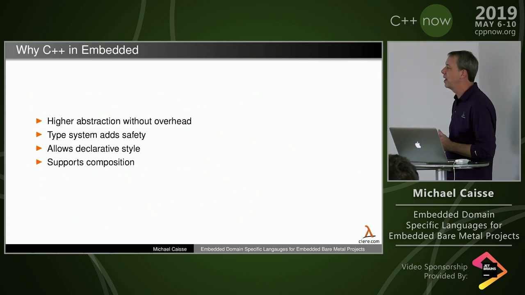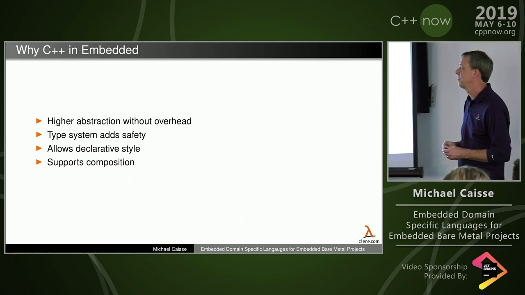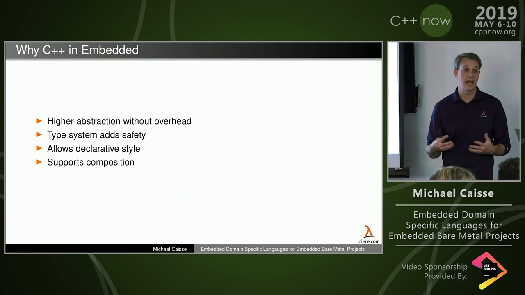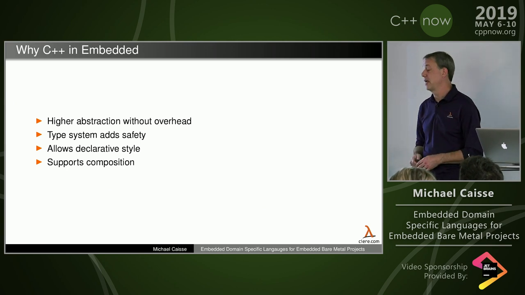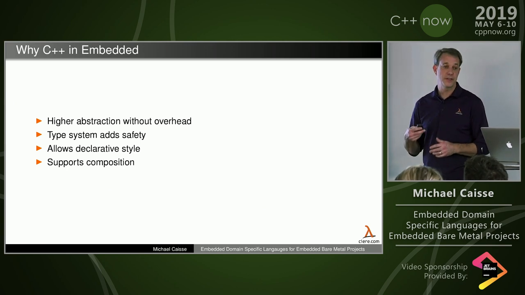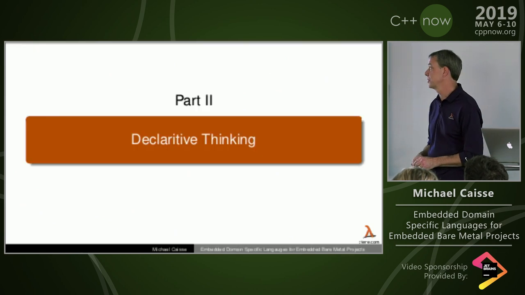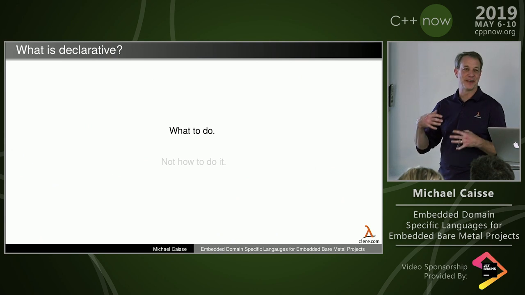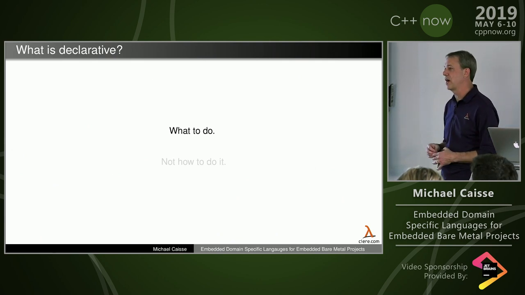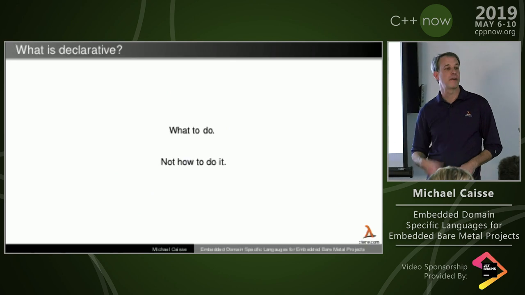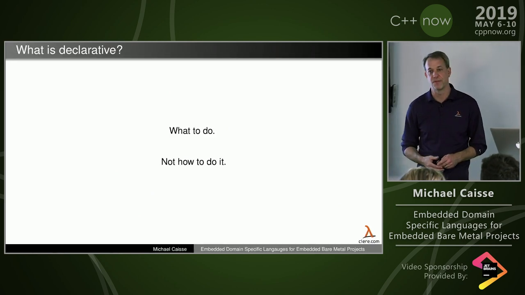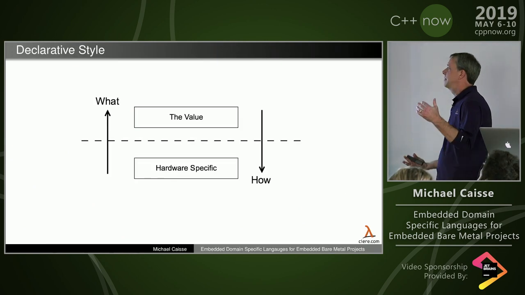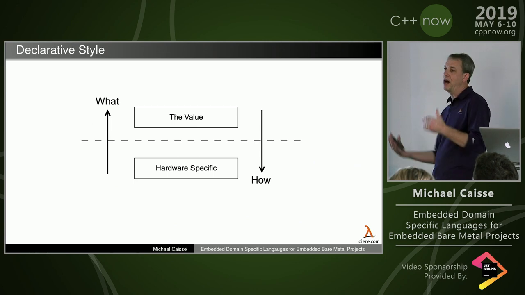Okay. So why? We want higher abstraction without overhead. We want the type system because it adds safety. We want to allow a more declarative style, and we want to support composition. So these are the reasons that we end up using C++ in small projects. Declarative thinking. So let's think a little bit about declarative thinking. What is it? Well, at the base level, we want to describe what to do instead of how to do it. That's what we're trying to aim for. And the reason we want to do that is the value is in the what.